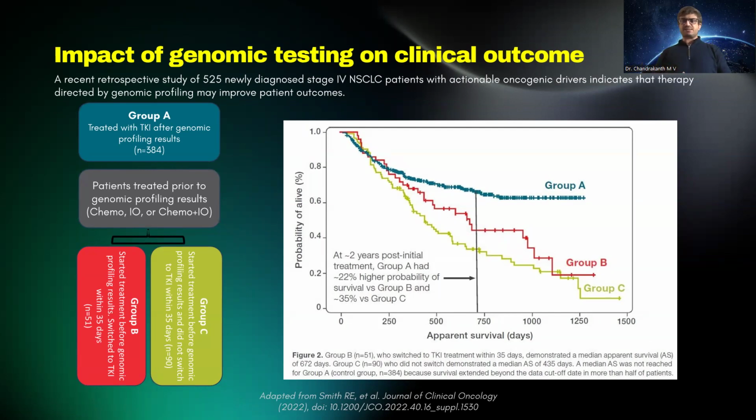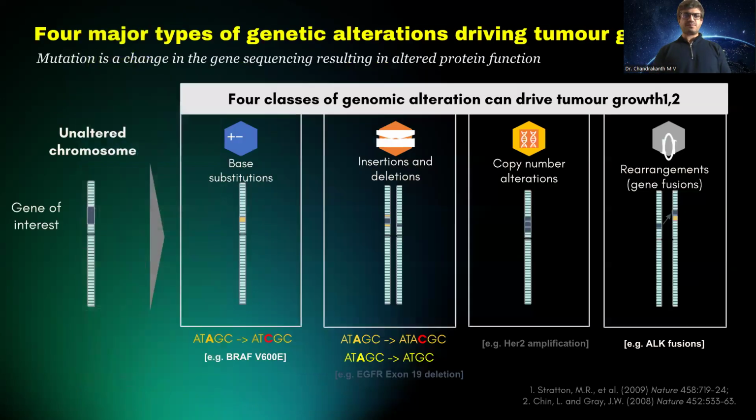Group A is treating patients based on the genetic mutation. For example, there was an EGFR mutation, we gave EGFR therapy. They had better outcomes, better survival than those who were not given genome guided treatment at all, that is group C, or who were given it in the later lines. Therefore, picking up the driver mutation in the frontline setting matters because it improves survival.